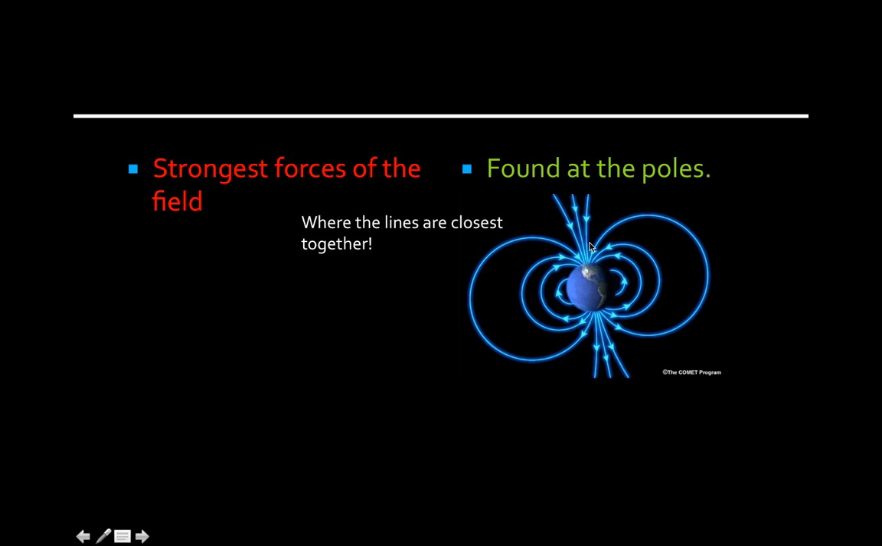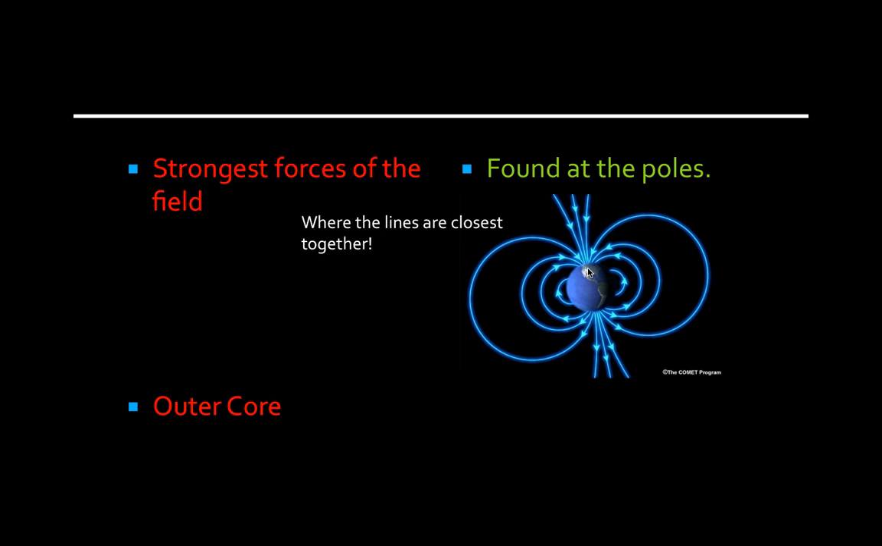So right here at the top of our Earth and at the bottom is where the field is going to be felt the strongest. Now remember, even though this is what we call the North Pole geographically, it's really the South Pole of the magnetic field. So you'll notice that the field starts down at the North Magnetic Pole and goes back in at the South Magnetic Pole.